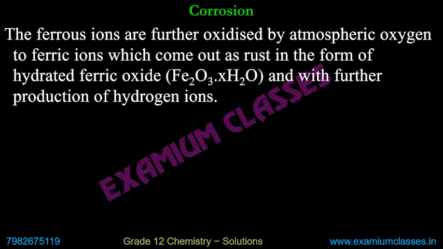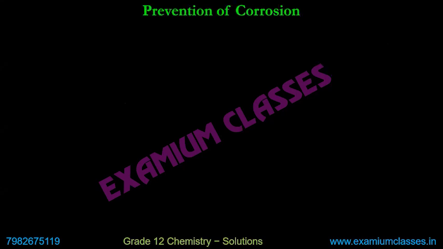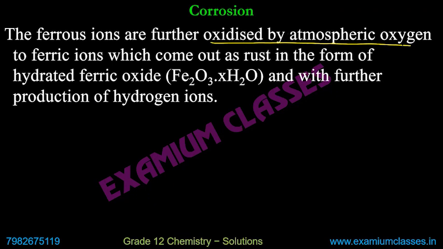The ferrous ions are further oxidized by atmospheric oxygen, which is Fe2O3, and there are some water of crystallization also. This X can be 2, this X can be 3. Some water of crystallization attached to that. This is known as rust.